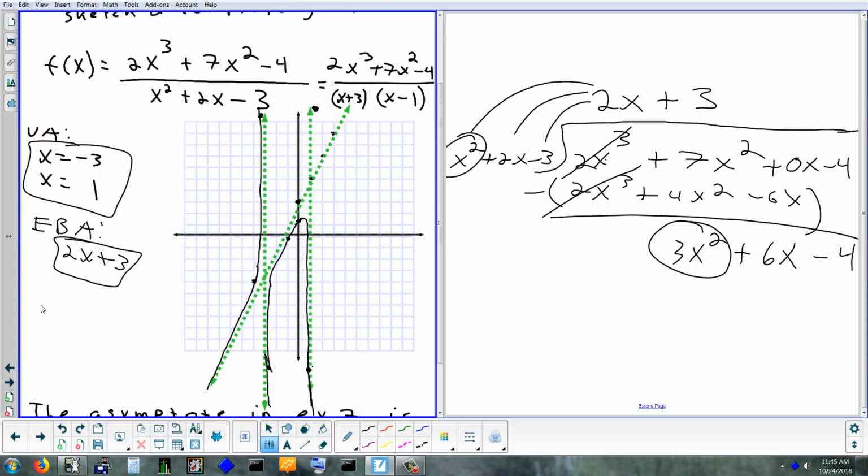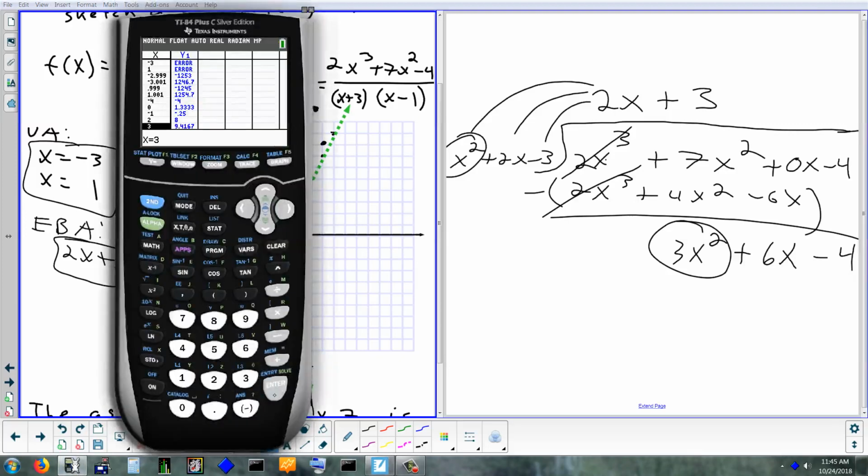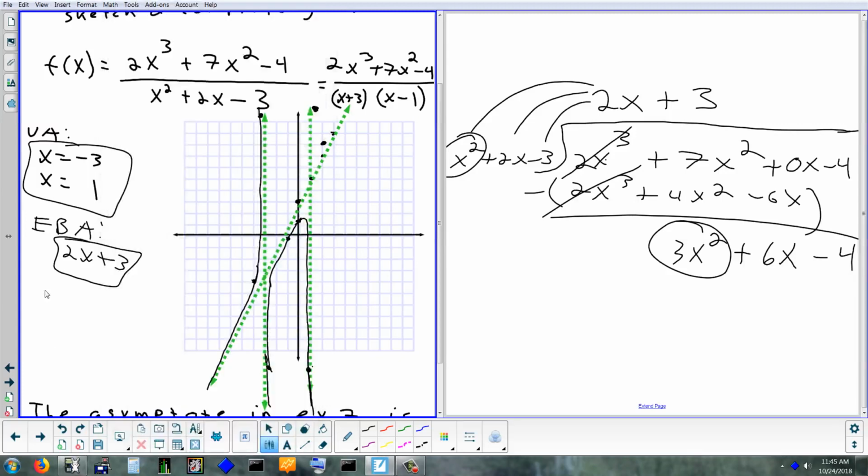So 2, 8, I think is right there. If I do 3, I think I'm going to go off my graph. No, just barely still on. 3, 9.4. So 3 up right there. So I have to go through this one, and that one. So it's going to be kind of like this.